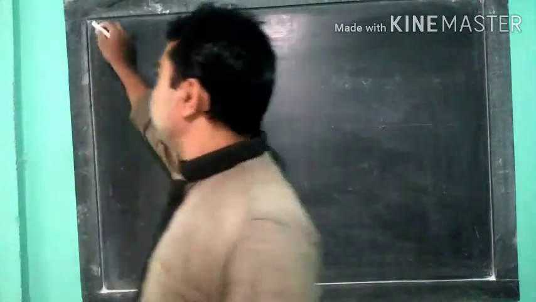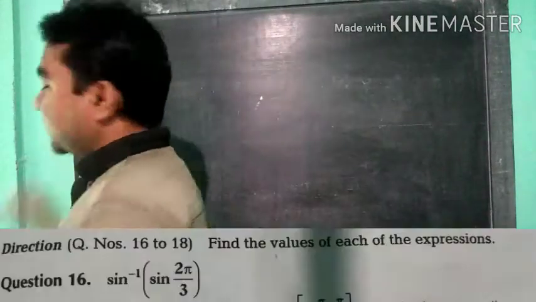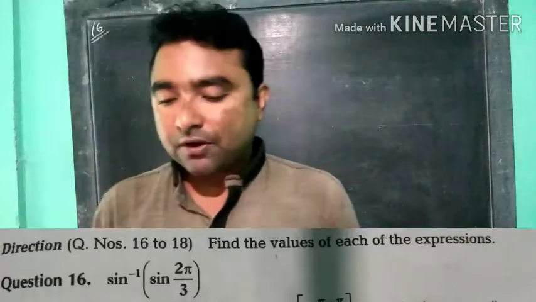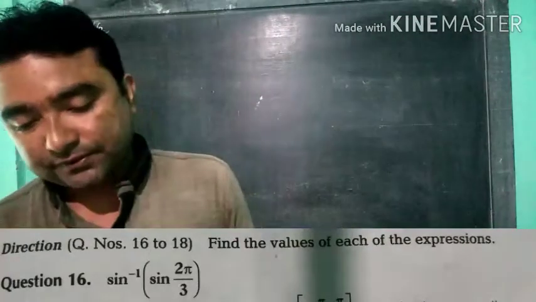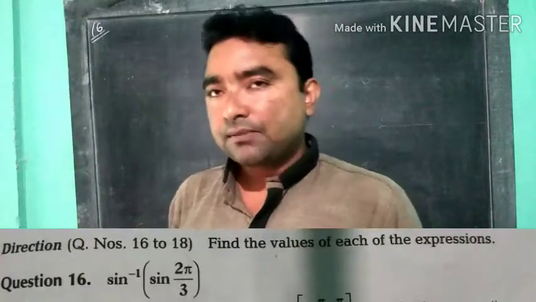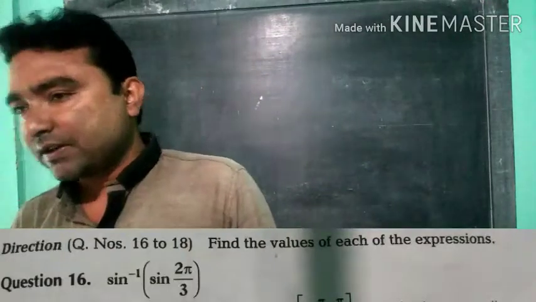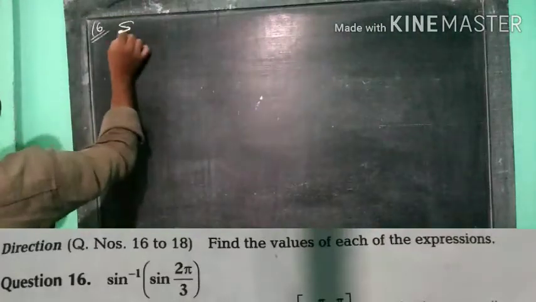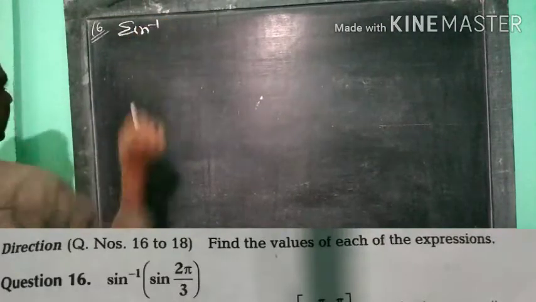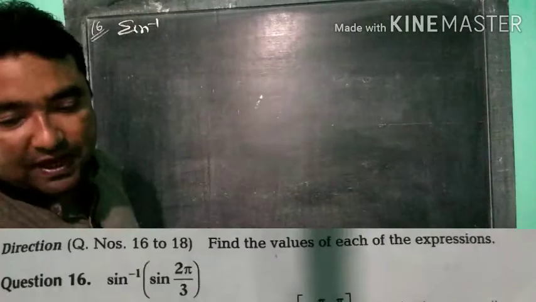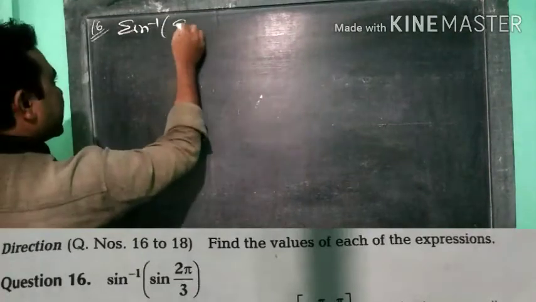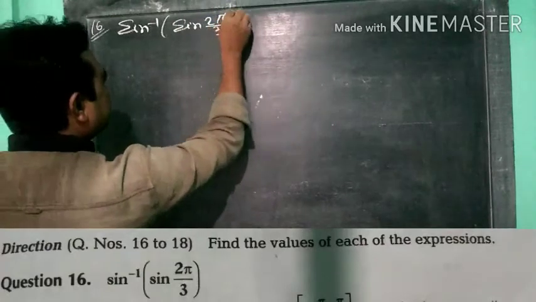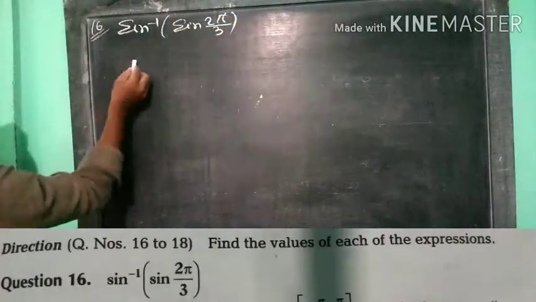Let's try to solve question number 16. The direction is: find the values of each of the expressions. So question 16 is sine inverse of sine 2 pi by 3. This is a very simple problem.